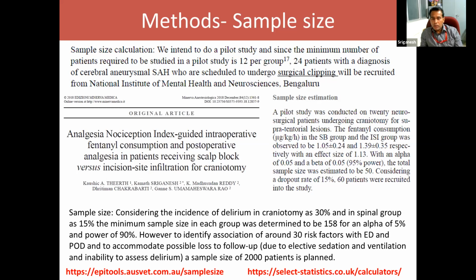Similarly, if you want to compare the incidence of delirium, now this is proportion data. So if you have proportion data saying the incidence of delirium in craniotomy is this much, and the incidence of delirium in spine surgeries is different, and then you want to conduct a study in your population, again this data can be used for calculating the sample size.